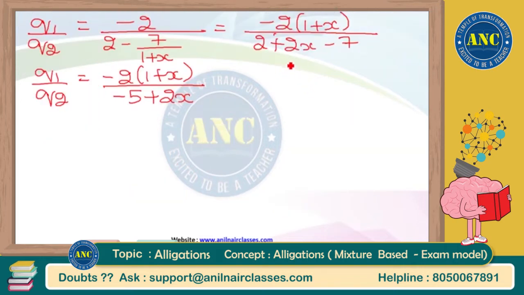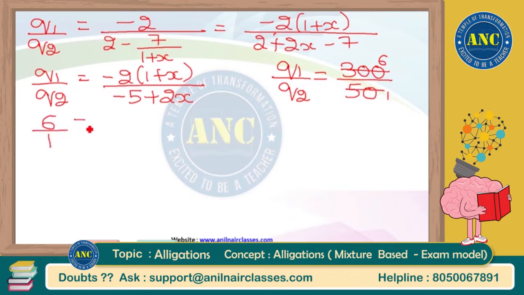That means I can also say that q1 by q2, the first quantity which is taken to form the third mixture is 300 ml. The second quantity which is taken to form the third mixture is 50 ml. So q1 by q2 is also equal to 300 by 50, which is nothing but 6 divided by 1. I can substitute here: 6 by 1 is minus 2 into 1 plus x divided by minus 5 plus 2x.